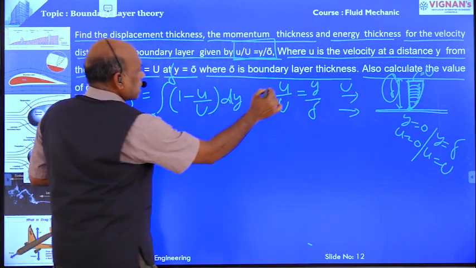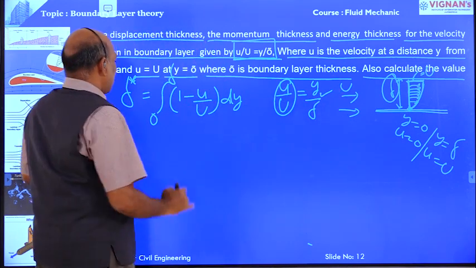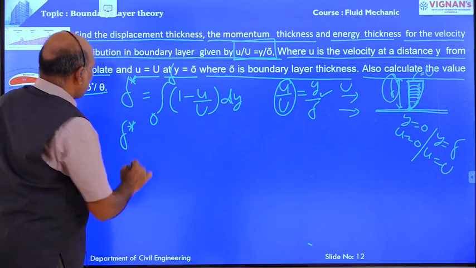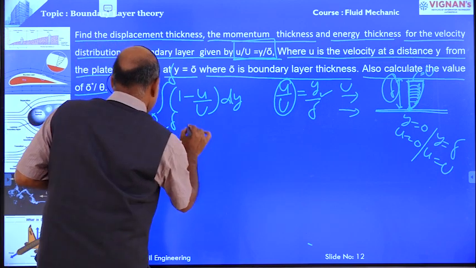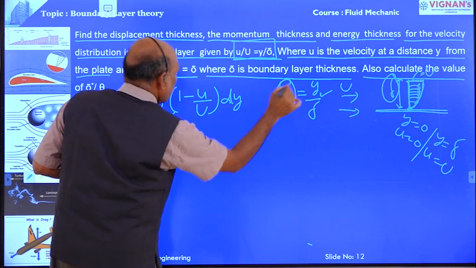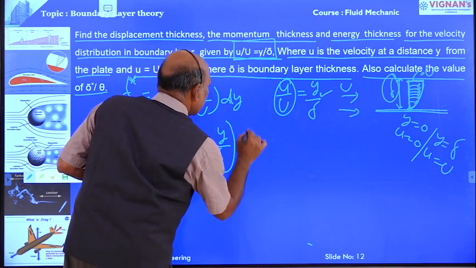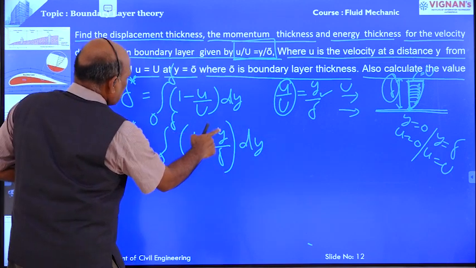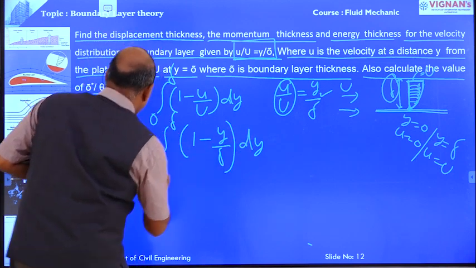Right? Now in place of small u by capital U, we are going to substitute y by delta. Therefore delta star, the displacement thickness, equals integral 0 to delta of 1 minus, in place of small u by capital U, y by delta dy. Delta star is equal to integral 0 to delta of 1 minus y by delta dy. Now integrate with respect to y.